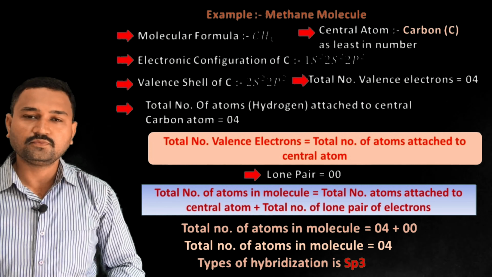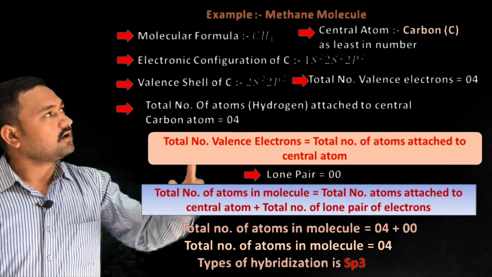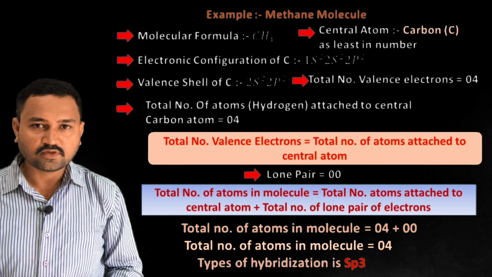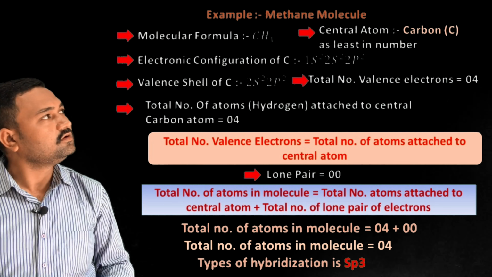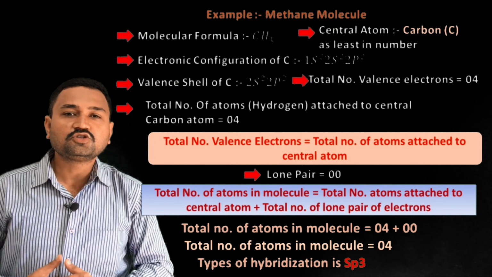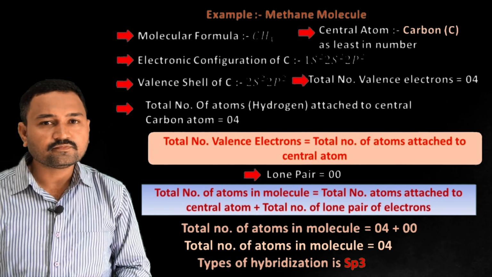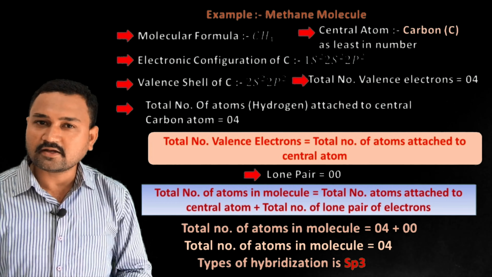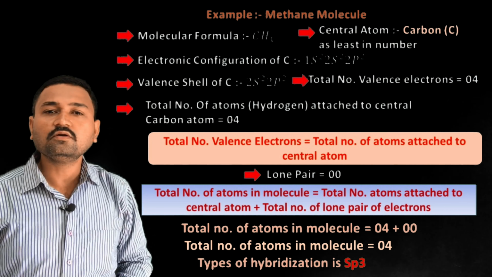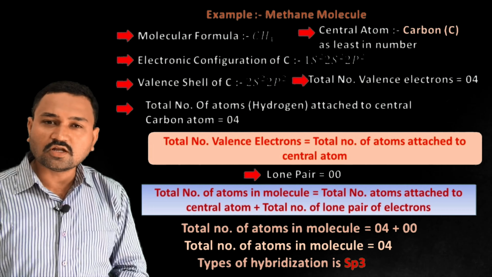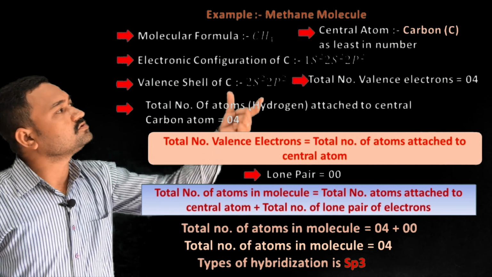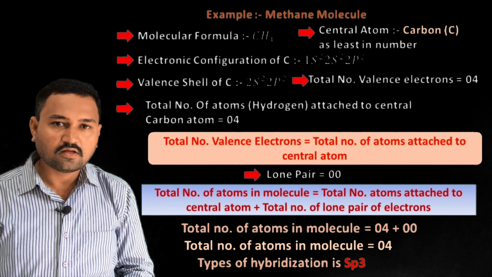Let us consider the example. Here I have taken a simple example of a methane molecule. We know that in the methane molecule, carbon is the central atom. So to predict the type of hybridization in this methane molecule, we will find out the total number of atoms attached to the central carbon atom. So here in the methane molecule, a total of 4 hydrogen atoms are attached. Hence the total number of atoms attached to the central atom is equal to 4.